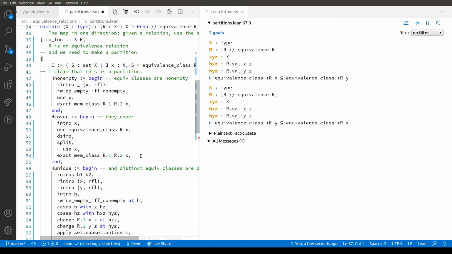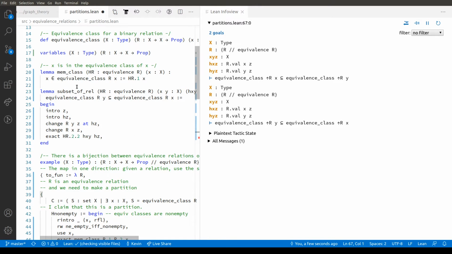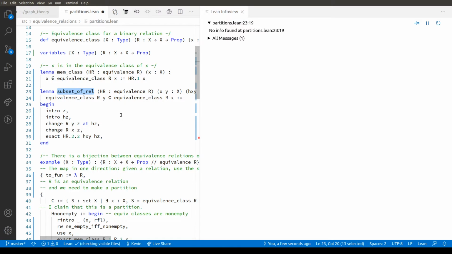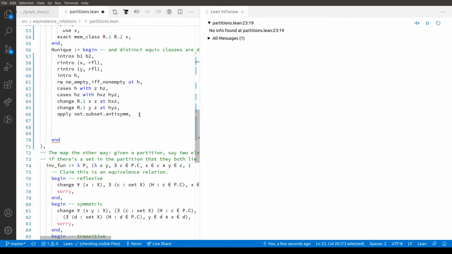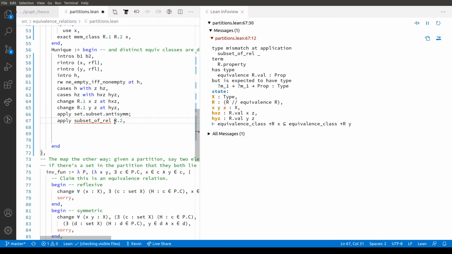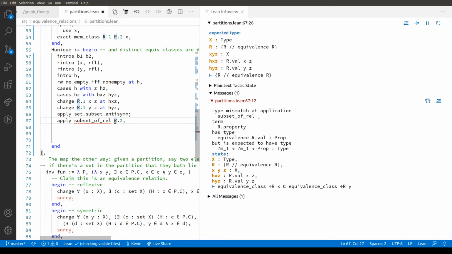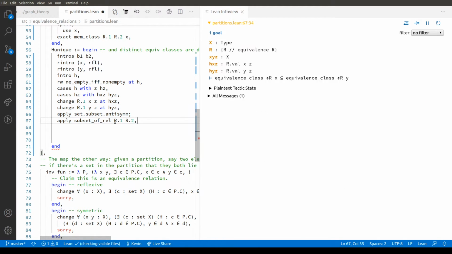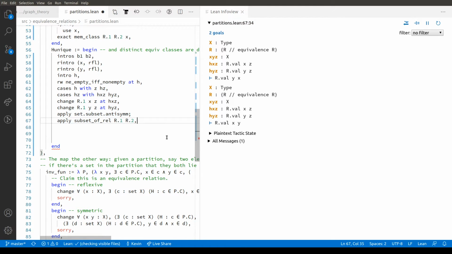So the next thing we need to do is to apply our lemma, right? So now we need to apply subset of rel. And now we need the proof that it's an equivalence relation. Hard luck. R.1. Let's try that. There we go. Great. So now we have two problems. Our first problem is we know that x is related to z and y is related to z. We need to prove that y is related to x. And now we have x related to z and y is related to z. We need to prove that x is related to y.